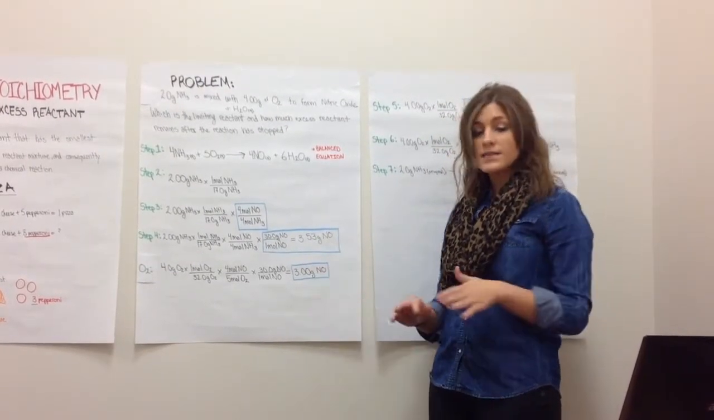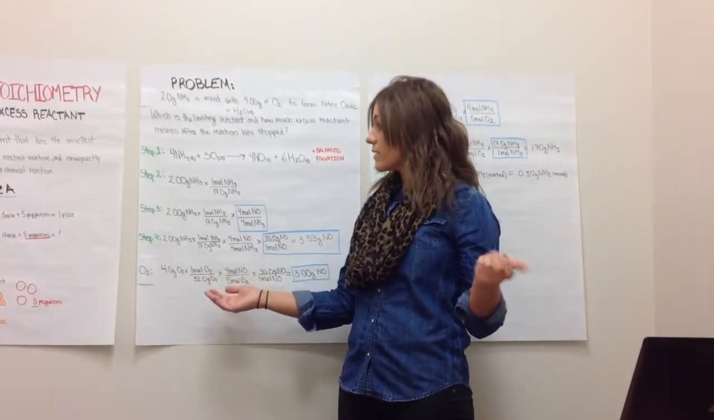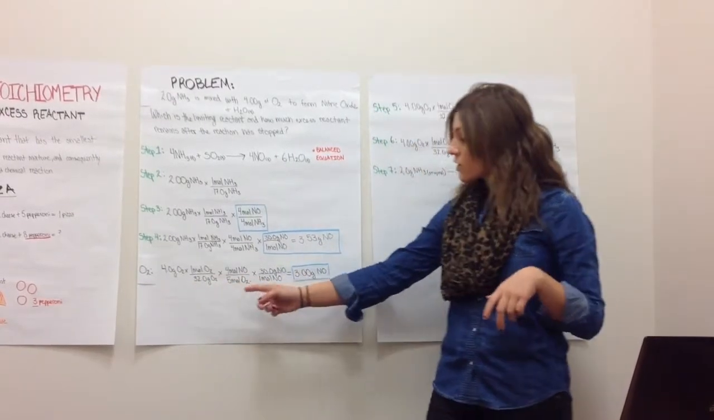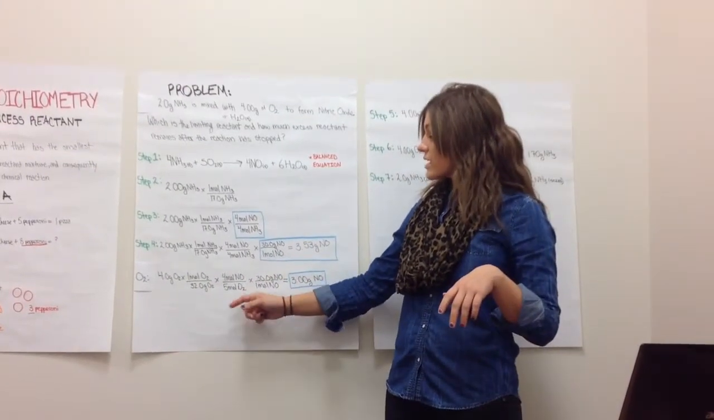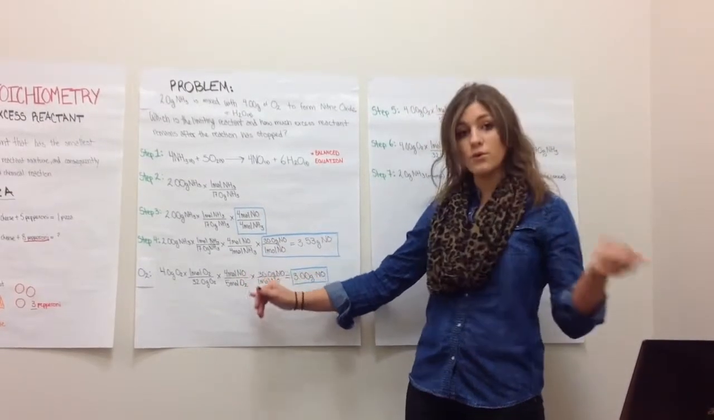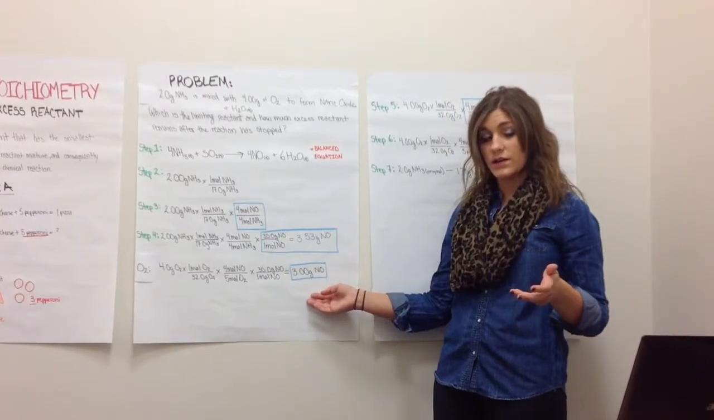We can do the exact same thing to oxygen, and then for any other problem, however many reactants you have. So beginning with 4 grams of oxygen, you convert the oxygen into moles. You take the moles of oxygen and convert it into moles of the product, and then convert moles of the product into grams of the product. And that leaves us with 3 grams of nitric oxide.